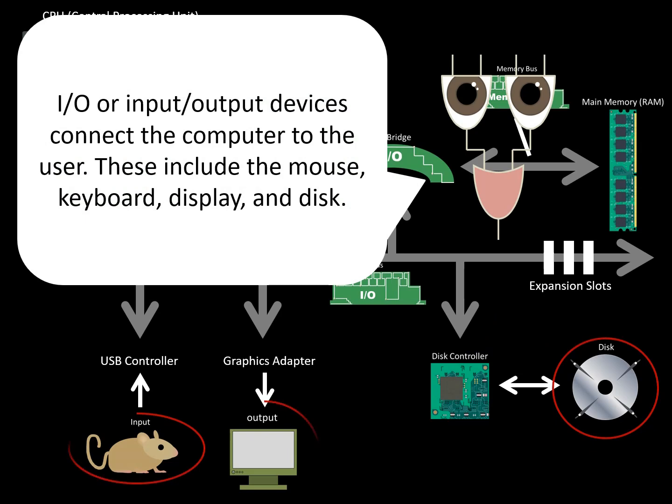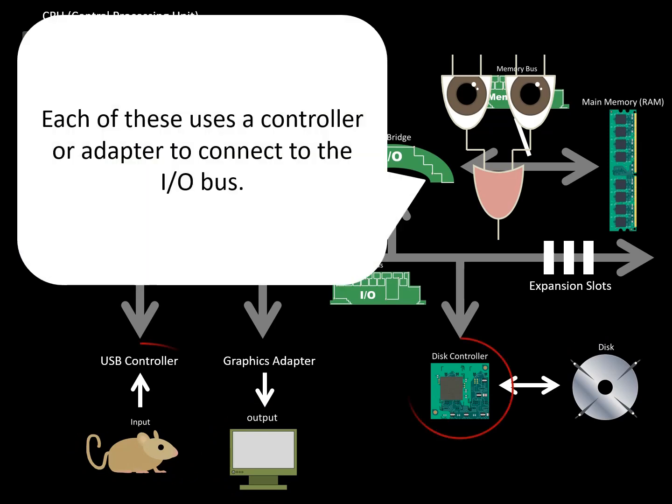I/O, or input-output devices, connect the computer to the user. These include the mouse, keyboard, display, and disk. Each of these uses a controller or adapter to connect to the I/O bus.